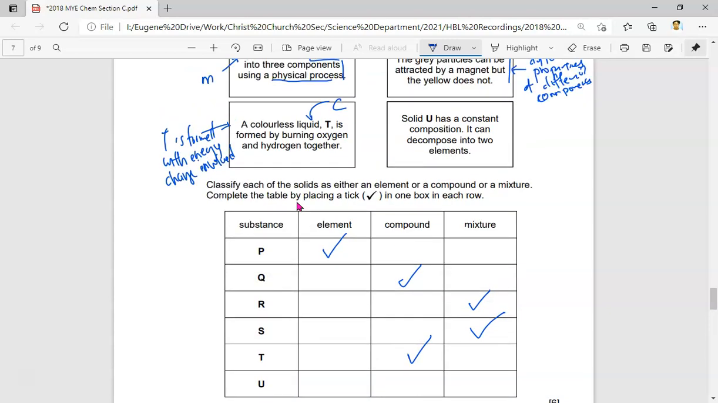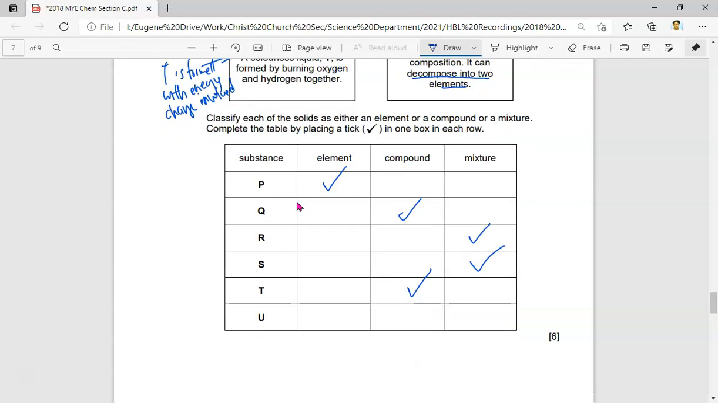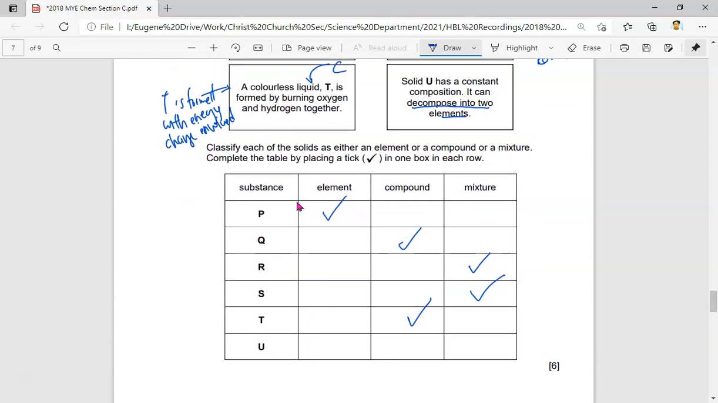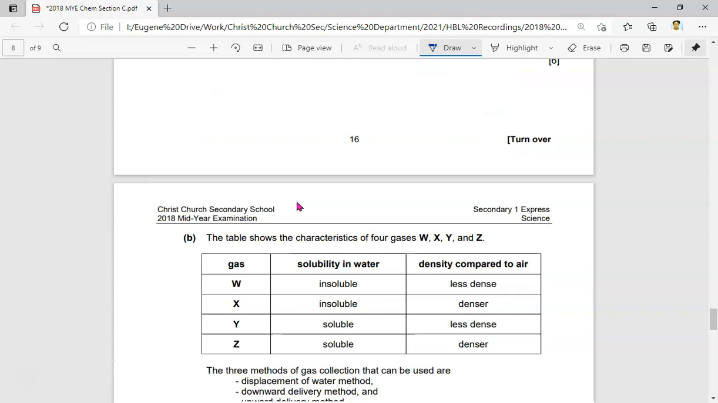Okay. Last one, U has a constant composition. Good. It decomposes into two different elements. So if U is formed by two elements, what does this mean? It means that it cannot be an element. And because it has a constant composition, it cannot be a mixture. Therefore, U must be a compound. So this is for this part over here.